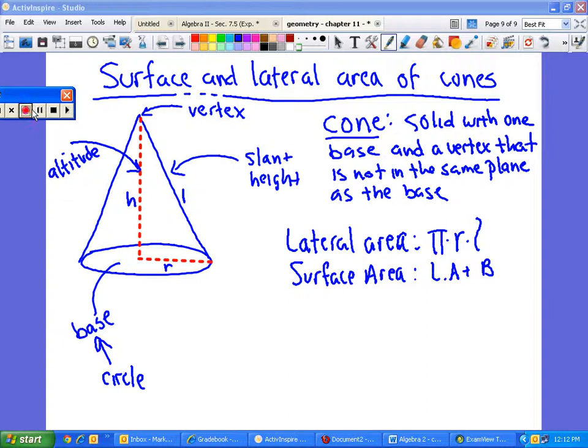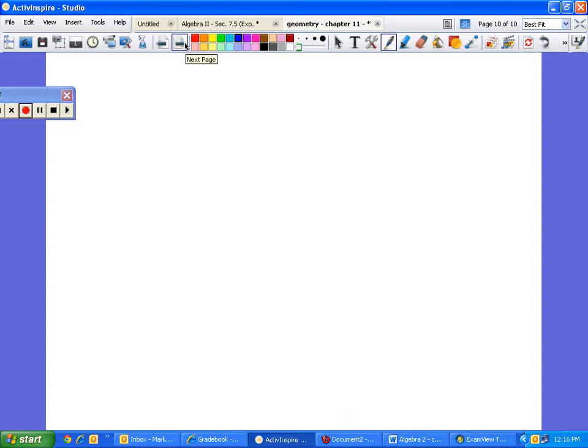I put the formulas for lateral and surface areas on the board. The lateral area is pi times the radius times the slant height. The surface area, as you might imagine, is the lateral area plus the area of the base. I like cones. I can actually draw them.